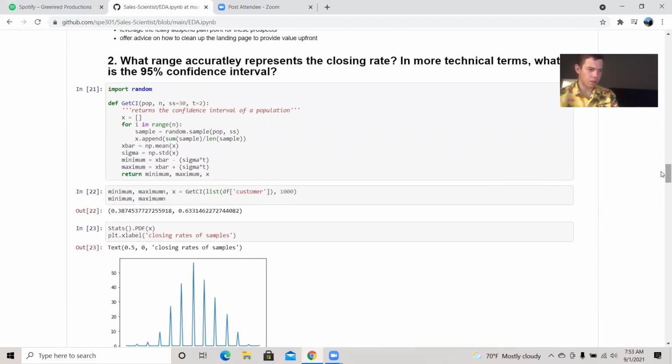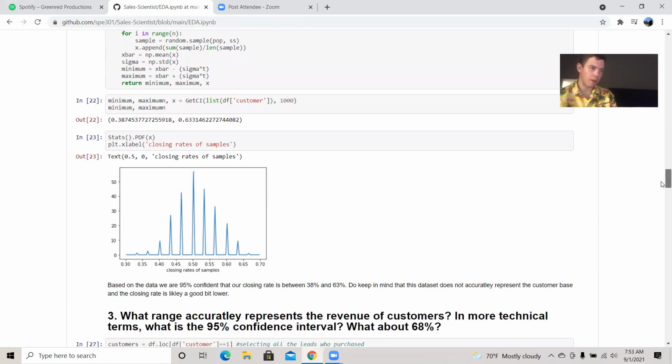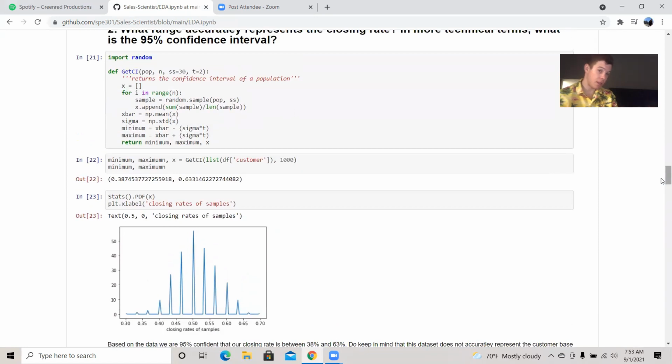The idea here is, I already know half of these leads purchase the product, which I think overrepresents. Realistically, it's probably like 20% is what their actual closing rate is. I just wasn't able to get that many non-customers. But basically, what's going on in a confidence interval is you're taking samples of the data set a certain number of times. In this case, it's 1,000 samples.